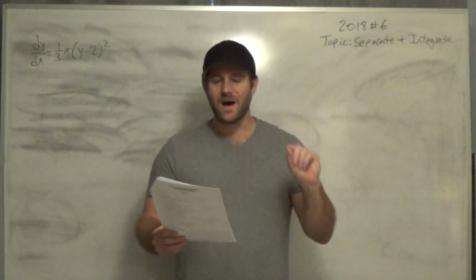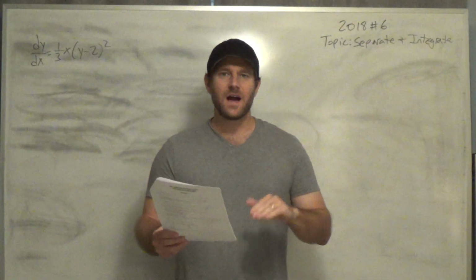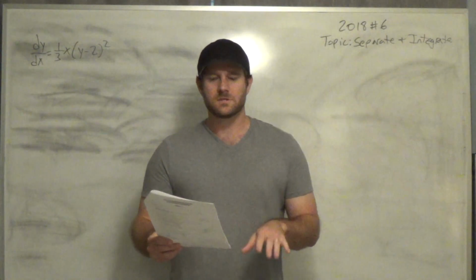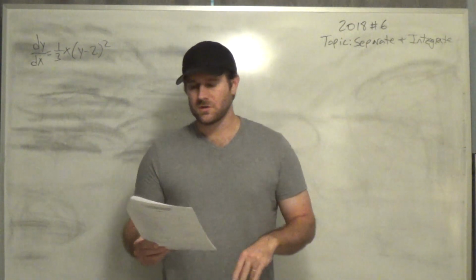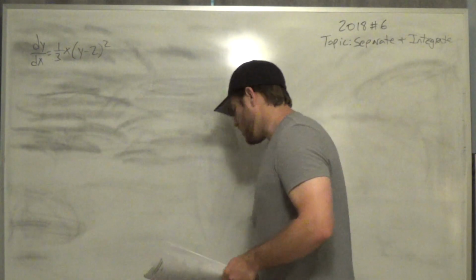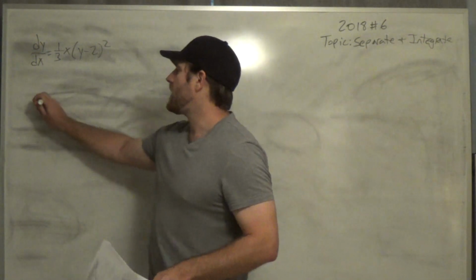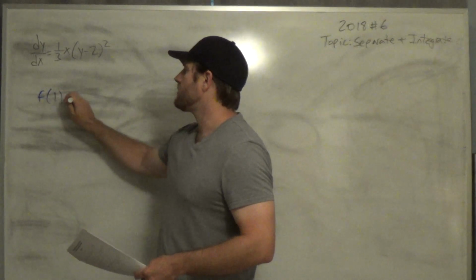Part C, they want you to find the particular solution. Find the particular solution, that's separate and integrate. Find f of x. But here, no. It says let f of x be the particular solution with the initial condition of f of 1 equals 0. So they tell us we have some point, f of 1 equals 0.